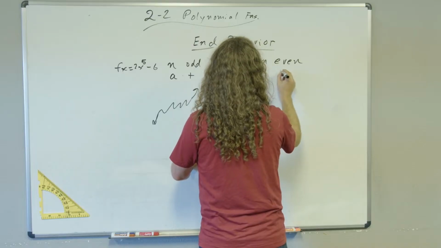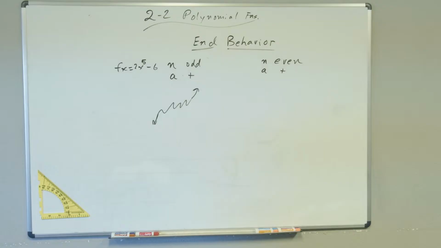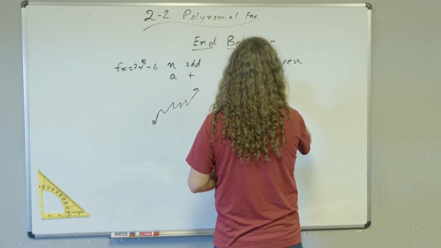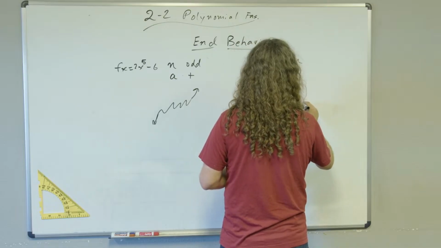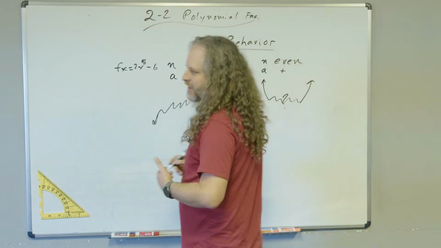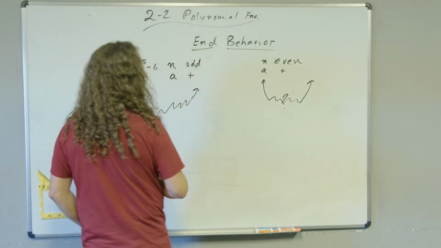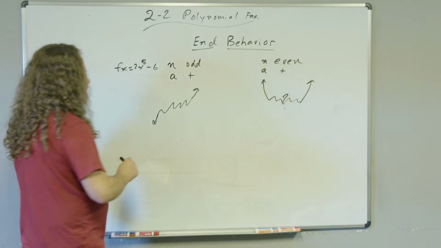If n is even and a is positive, what's it going to look like? It's going to be both ends going up. So this, and then something in the middle, we don't care what, and like that. When n is even and a is positive.